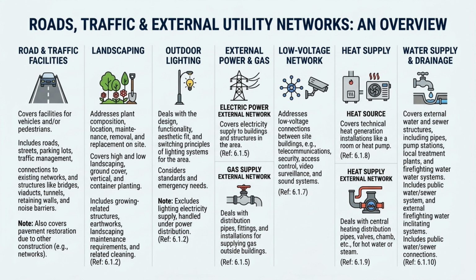Finally, the water supply and drainage handle all the external water and sewer systems. This includes pipes, pumps, stations, and treatment plants for both water and waste. Special infrastructure is included for firefighting water supply, ensuring both public water and sewer connections are managed safely and reliably.